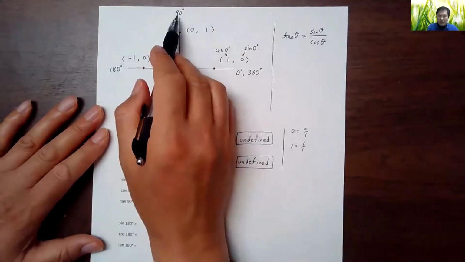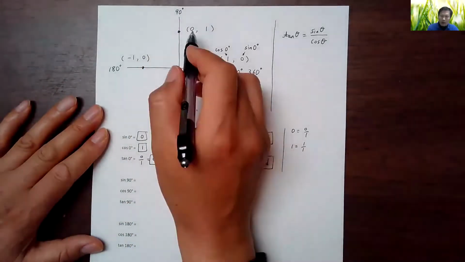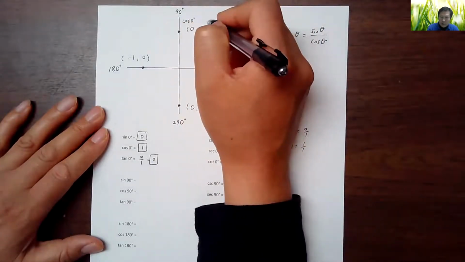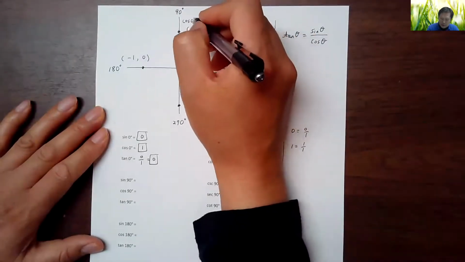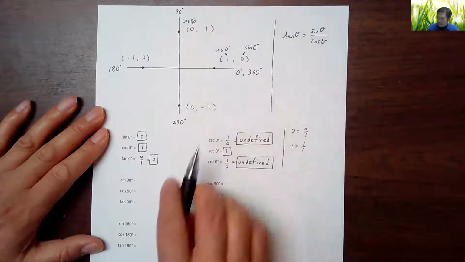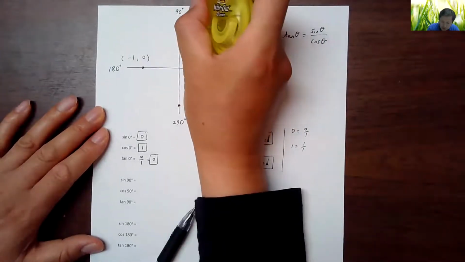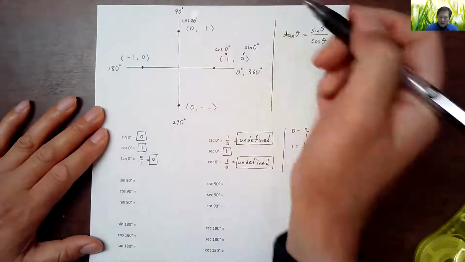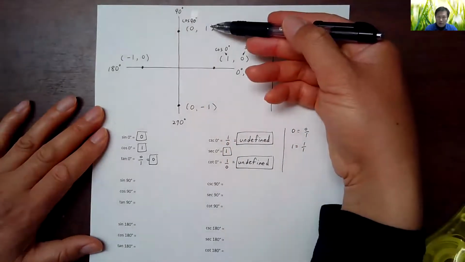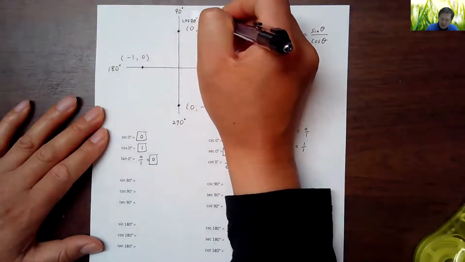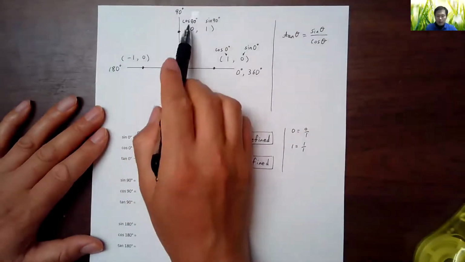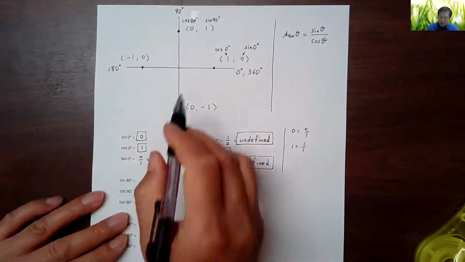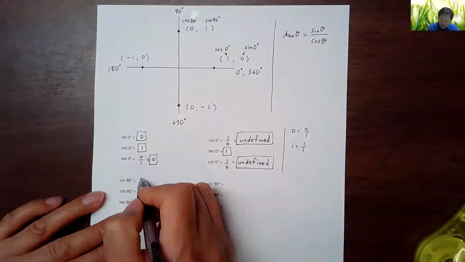Let's say you're dealing with 90 degrees. Then you can look at it. The x value is cosine, the y value is sine, because the angle is 90 degrees. So we got cosine 90 degrees is 0, and sine 90 degrees is 1.